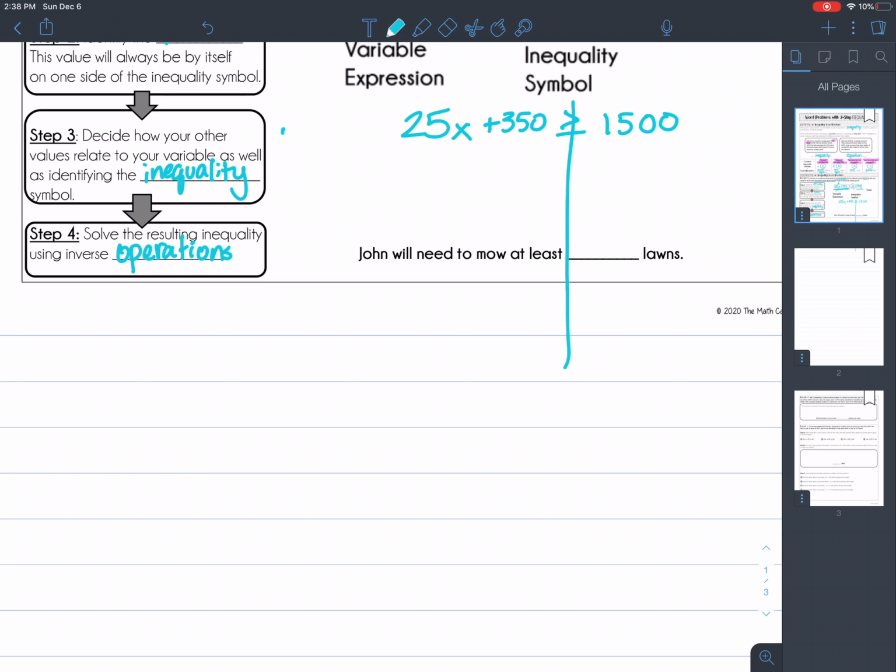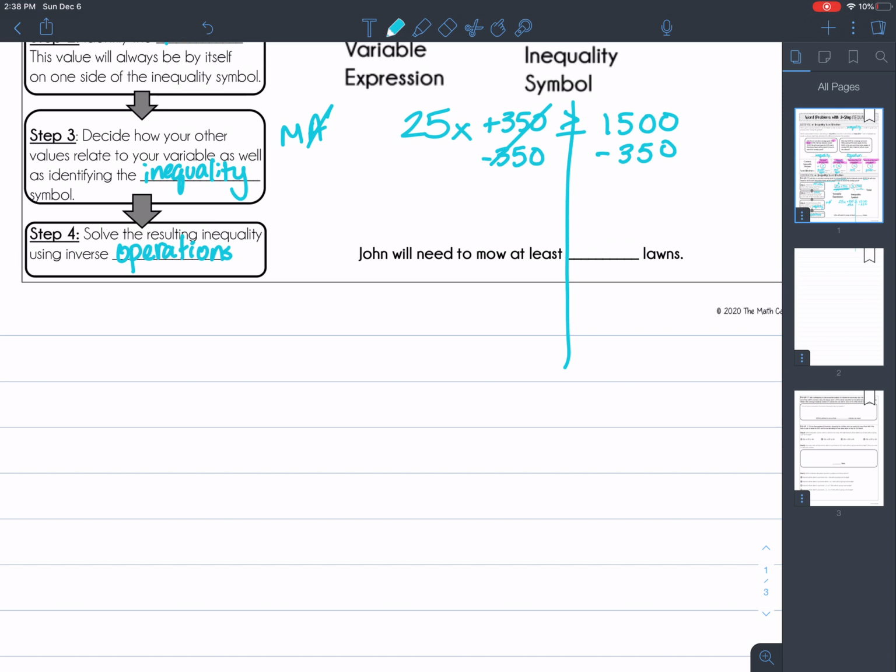We are multiplying it by x and then we're adding. So we're going to undo those. Let's get rid of the 350. And we cancel out positive 350 with negative 350. I'm going to do that on the other side as well. Whatever I do on one side, I have to do on the other.